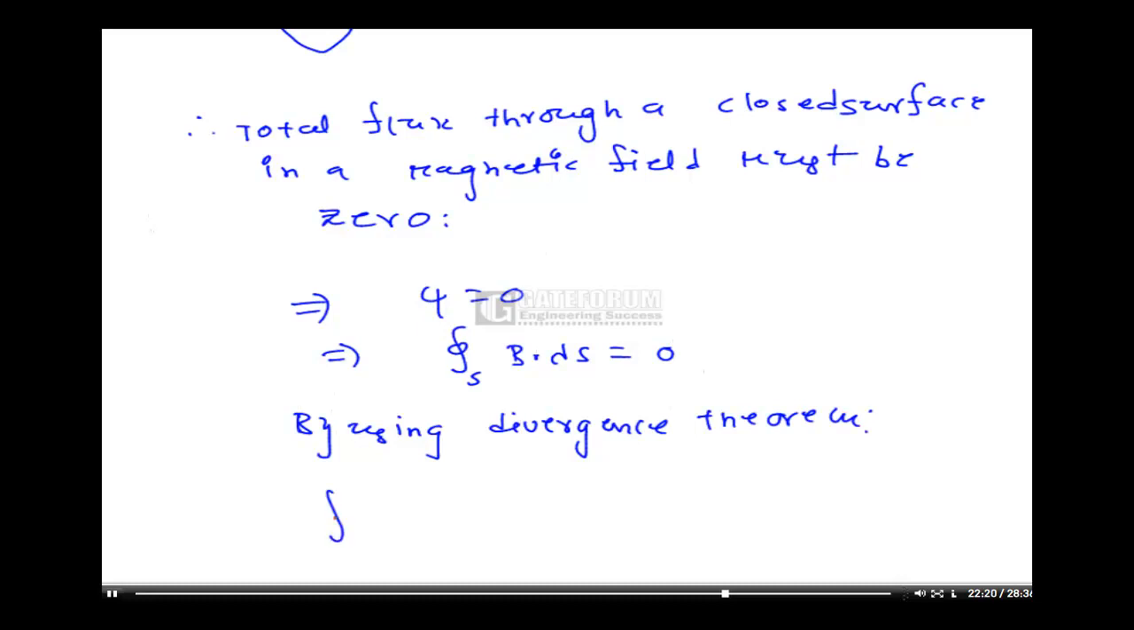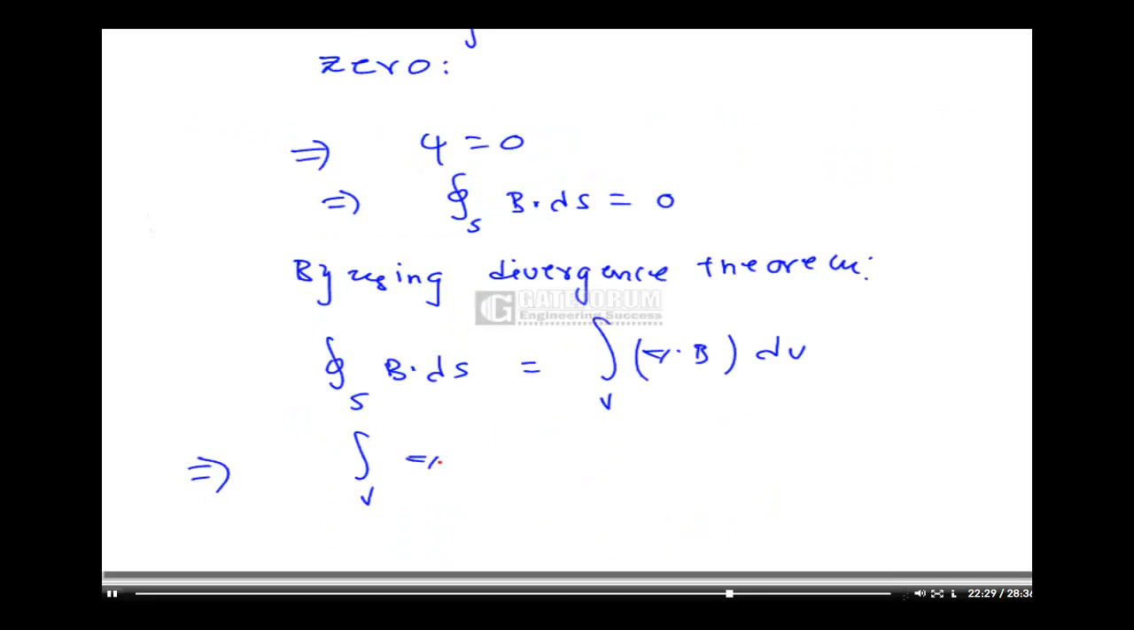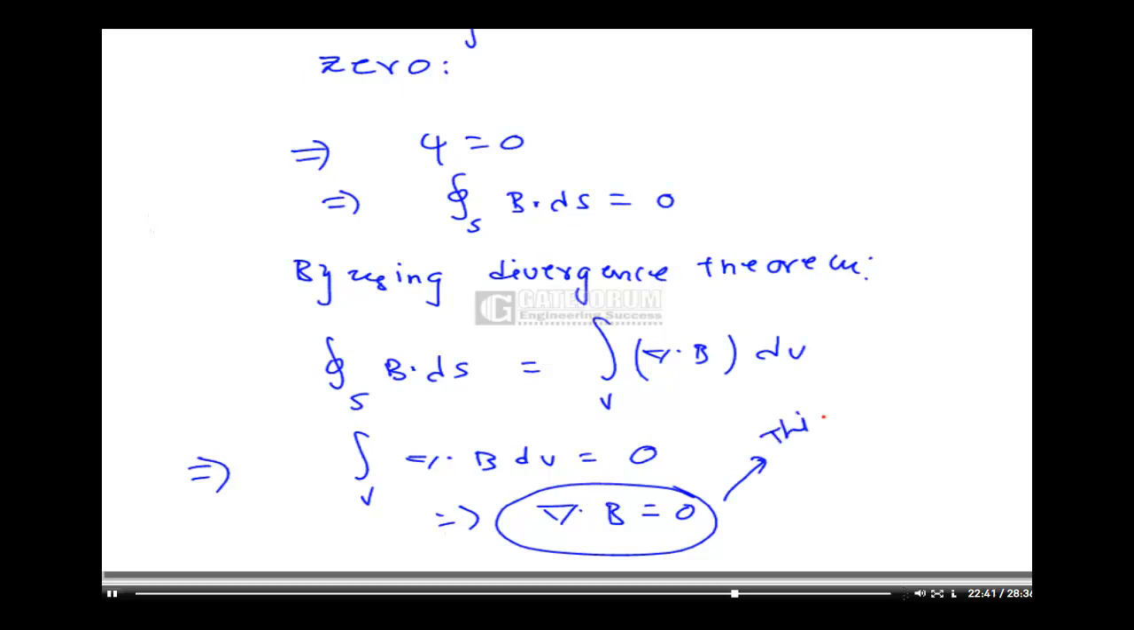we can write that the integration over the closed surface S of B dot ds is nothing but the integration over volume of del dot B dV. So that implies the integration over V of del dot B dV is equal to 0, which implies del dot B is equal to 0. So this is the fourth Maxwell's equation for the static case.